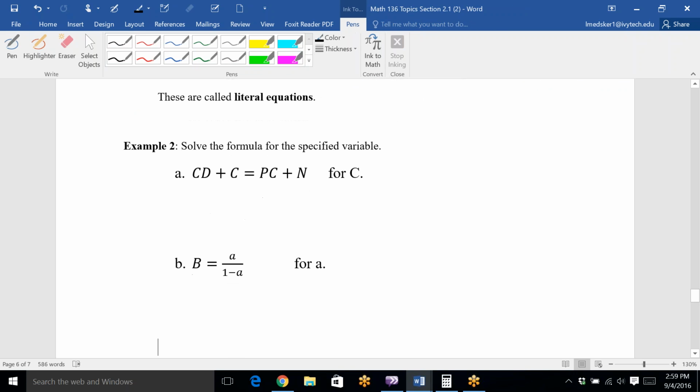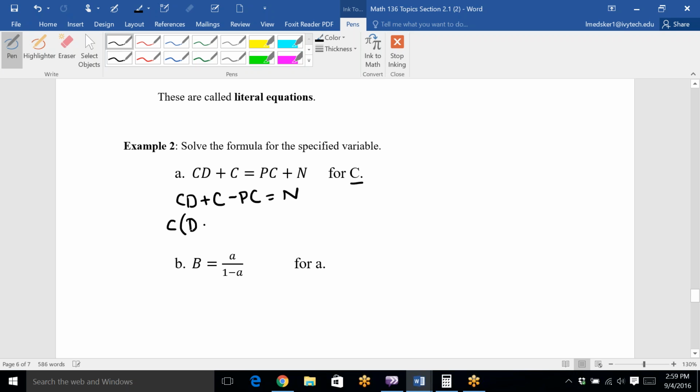Okay, and then the last piece is these literal equations. This just means you're solving for a different variable. So for example here, notice there's 3 c's in this equation. You want to get all the c's on the same side. So how about we subtract that pc over? Then we can pull that out as a GCF. So this would be c.